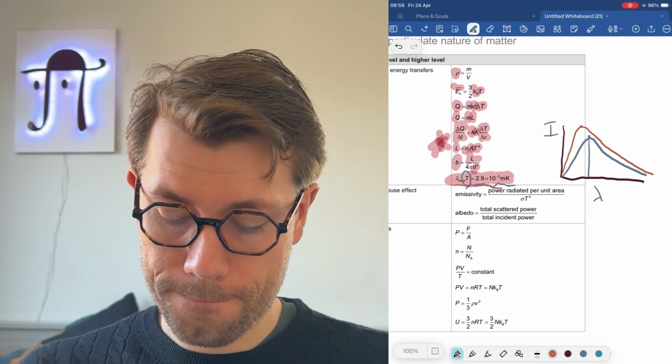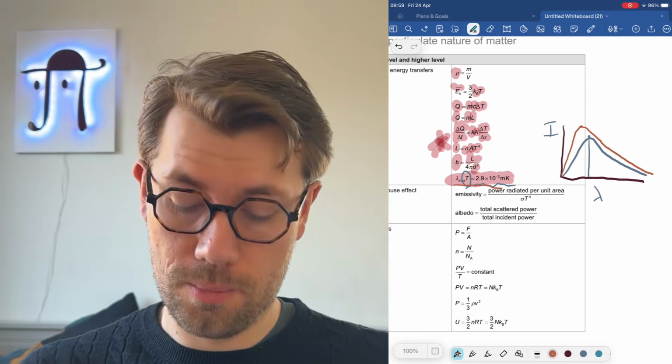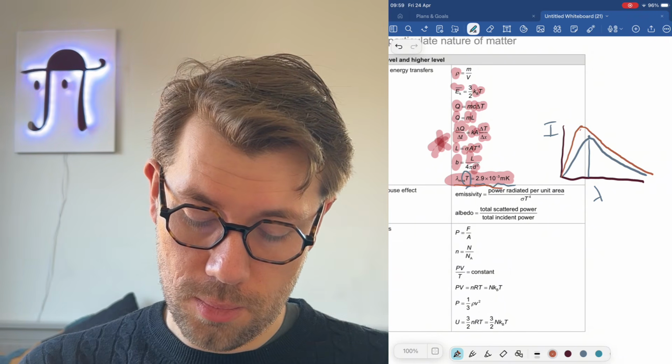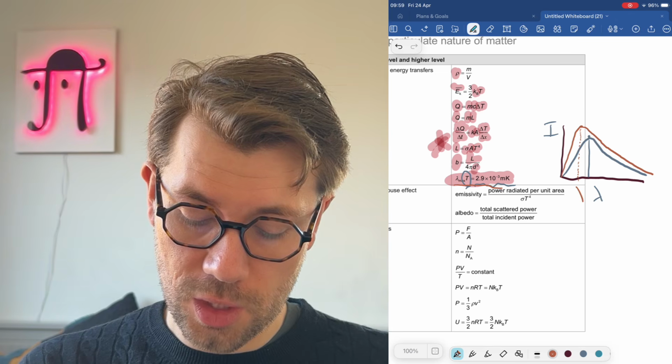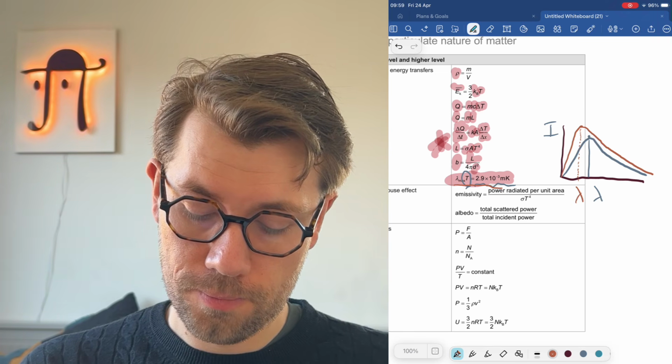Always above. And with a higher intensity of the peak wavelength. But the peak wavelength is actually a shorter wavelength.